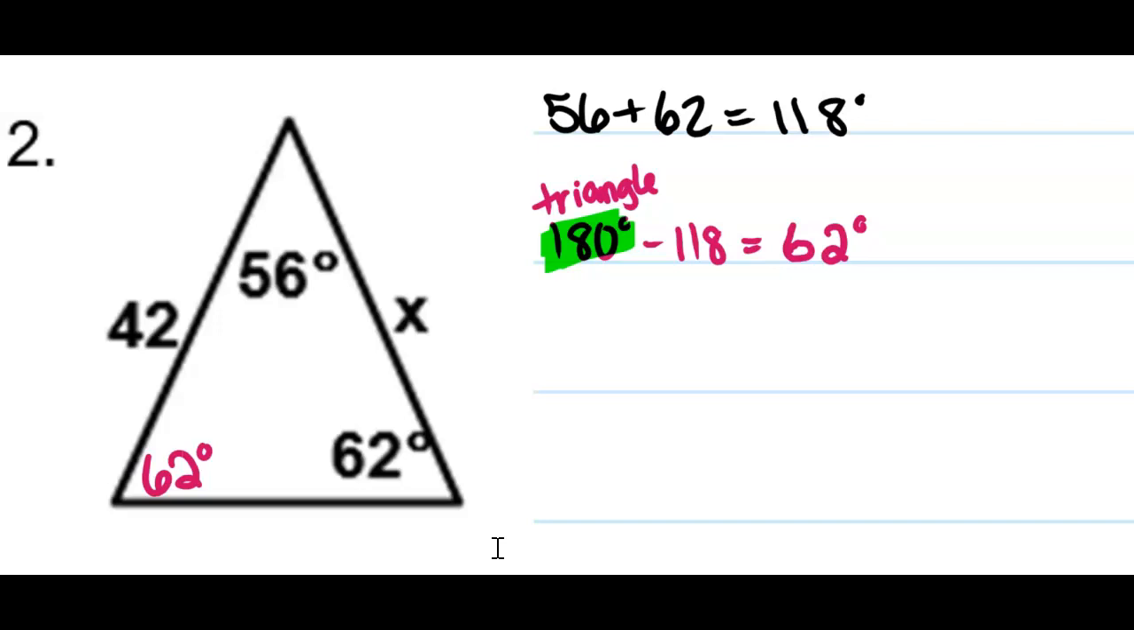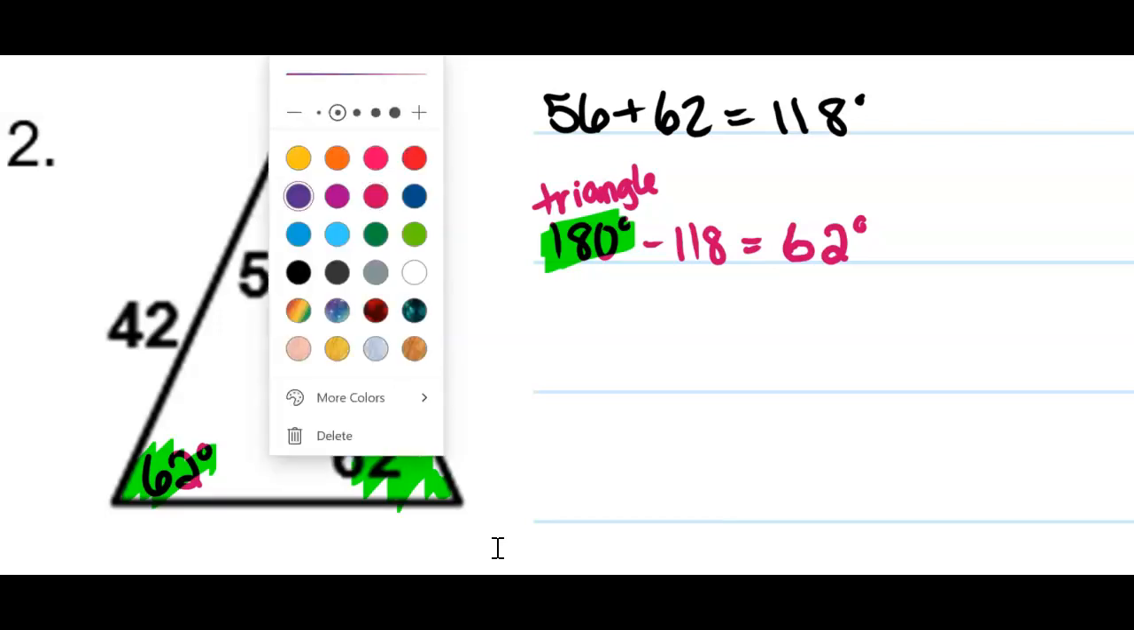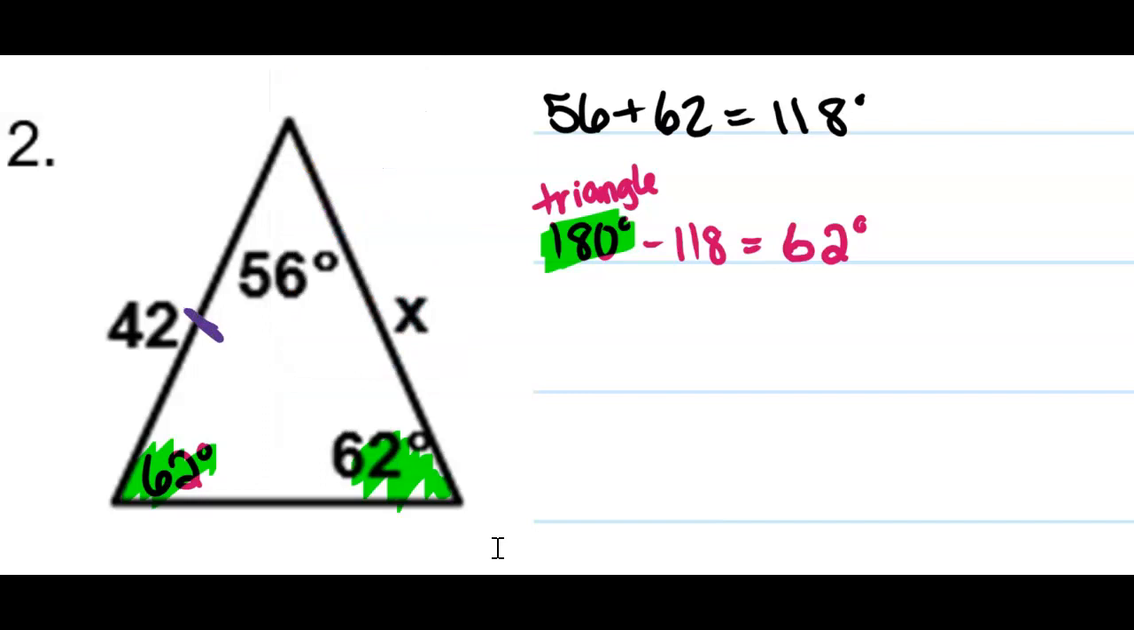Now that we have that information, what kind of triangle is this? Now we can say it's an isosceles triangle because we know that these two base angles are congruent. And because those two base angles are congruent, what do we know about the two legs? They're also congruent. So x is equal to 42.